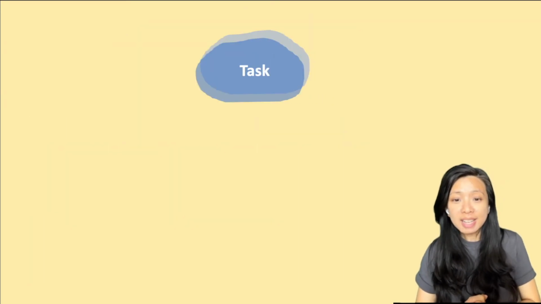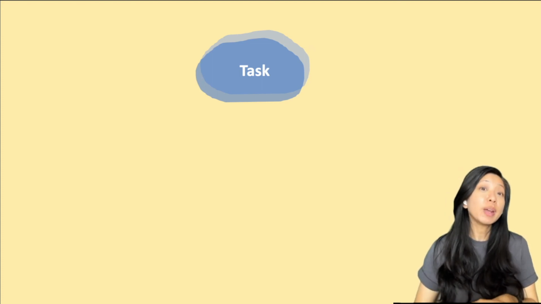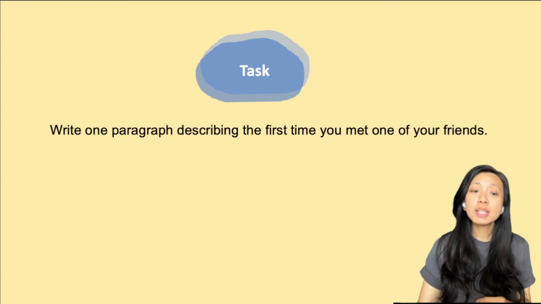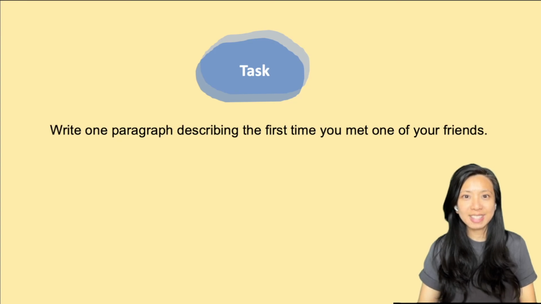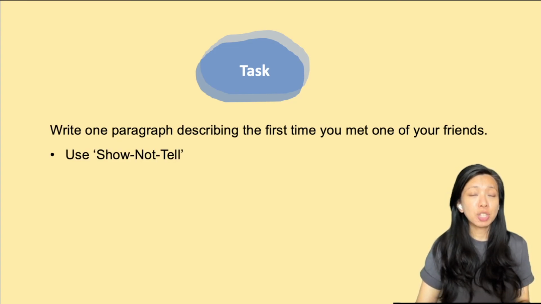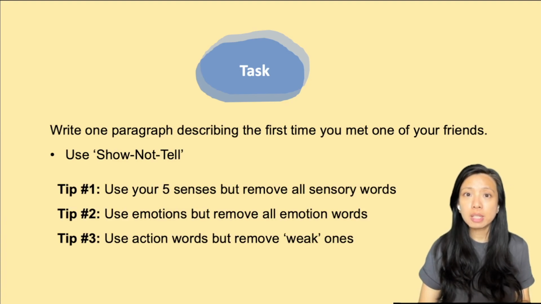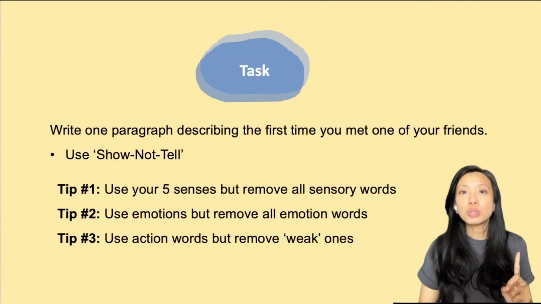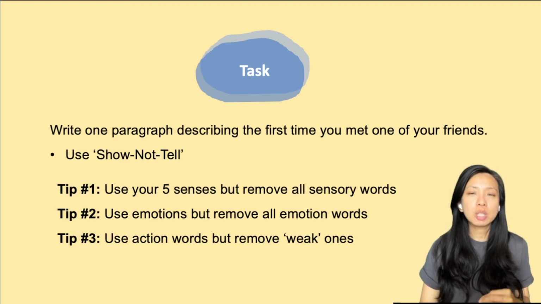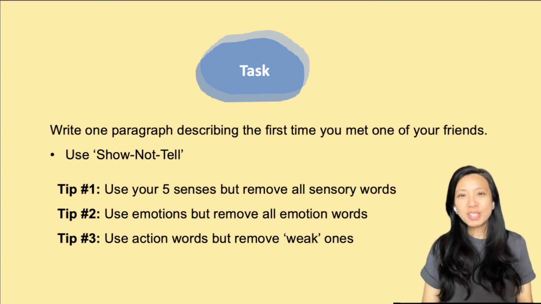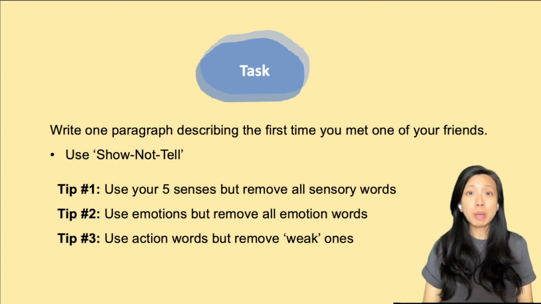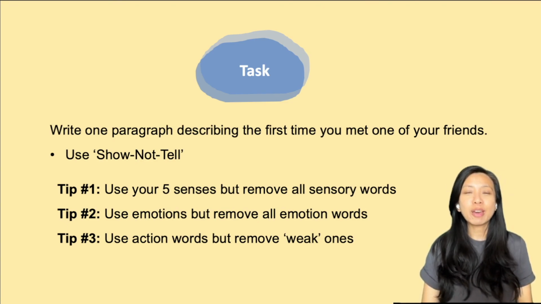So your task for this week is to write one paragraph describing the first time you met one of your friends. Remember to use the show not tell strategy, specifically the three tips that we've gone through today, which is to use your five senses but remove the sensory words, to use your emotions but remove all emotion words, and to use action words but remove the weak ones. Once you've done that, share your paragraph with me in the comment box below, as I'd really love to read what you have come up with.